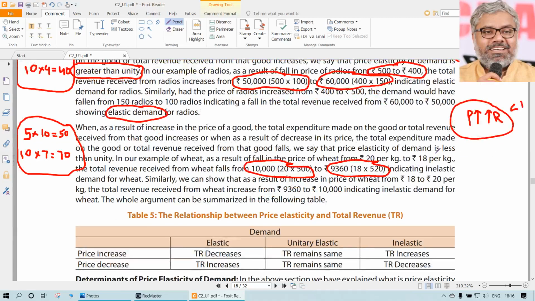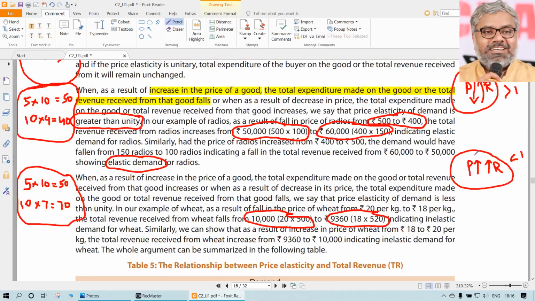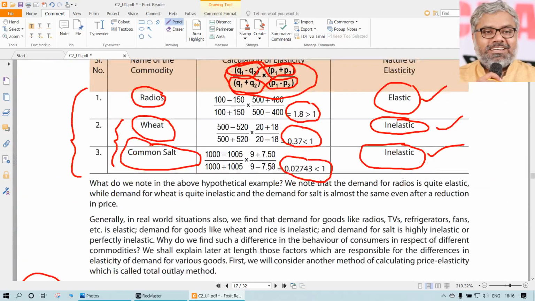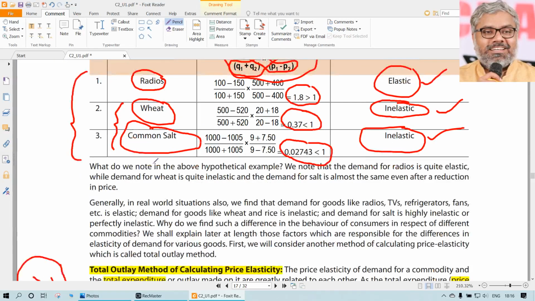In the second case, the radios were proved to be relatively elastic. In the third case, wheat was proven to be relatively inelastic. And if you observe the same thing for salt, it will be much more so. So what happened to the salt? Price decreased from 9 to 7.5. Then what happened? Demand increased from 1000 to 1005.